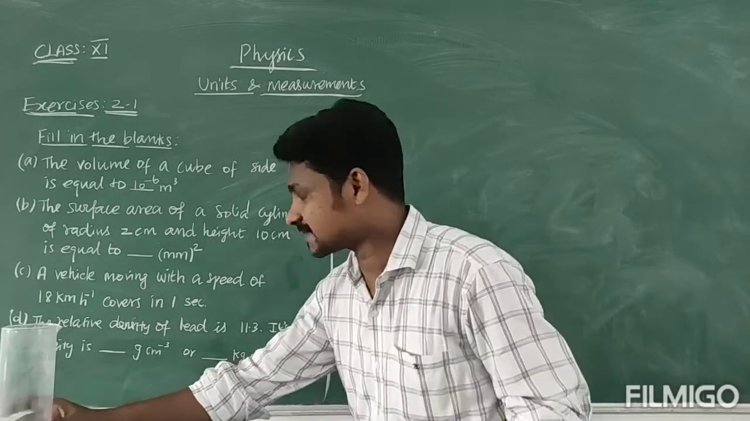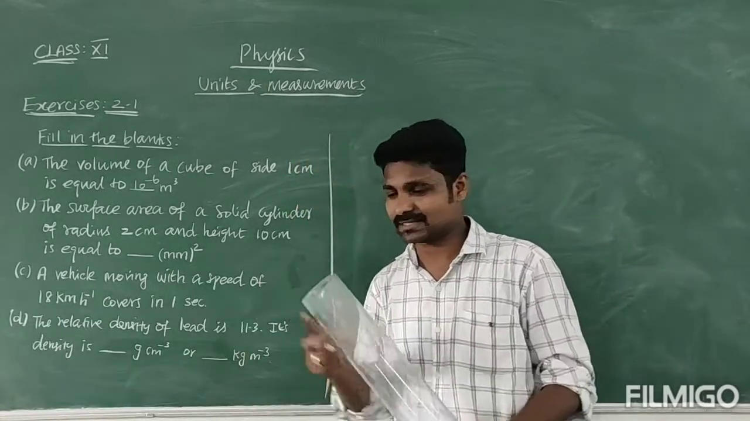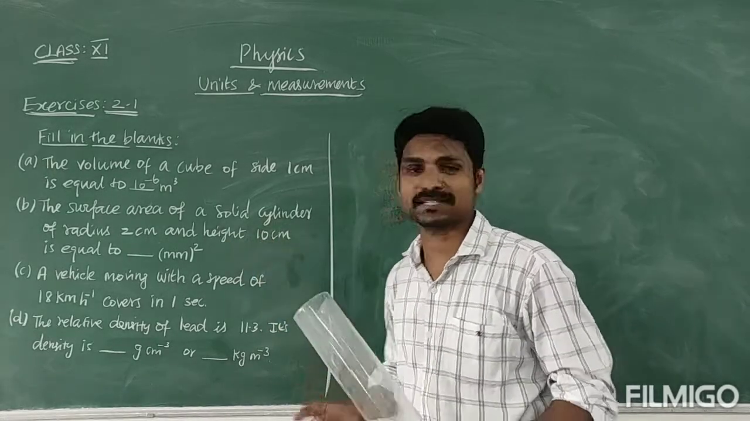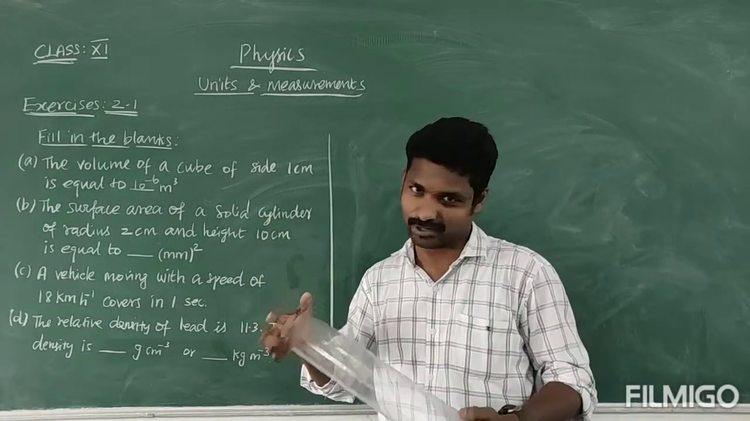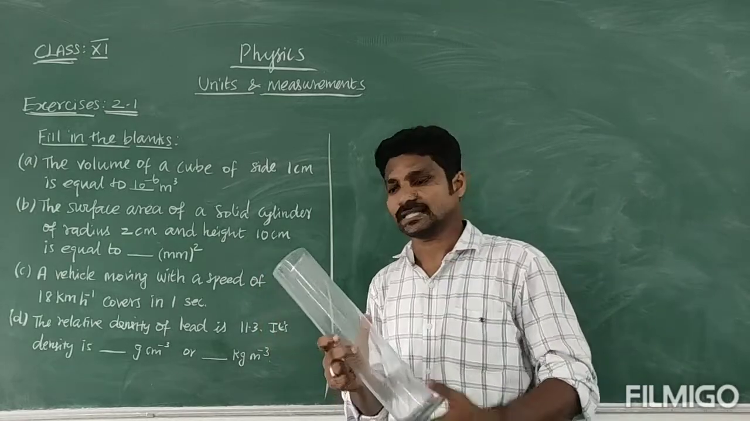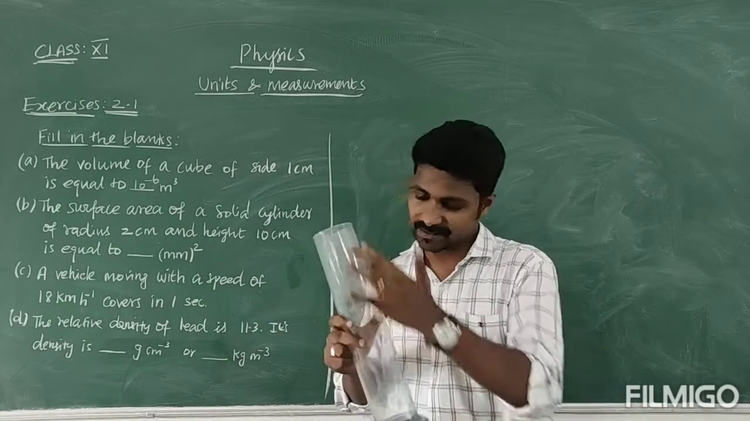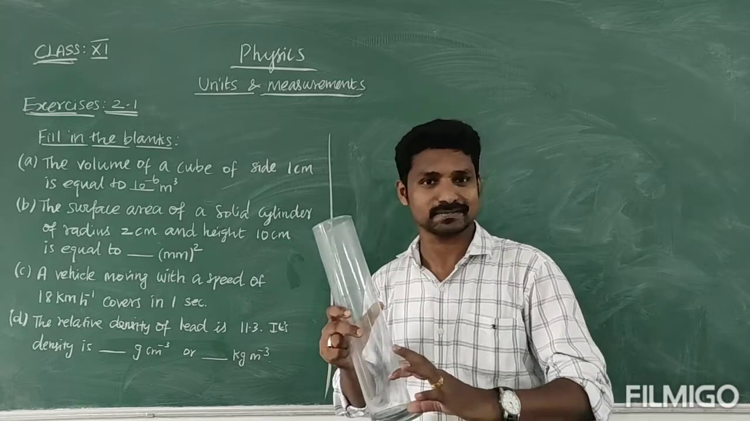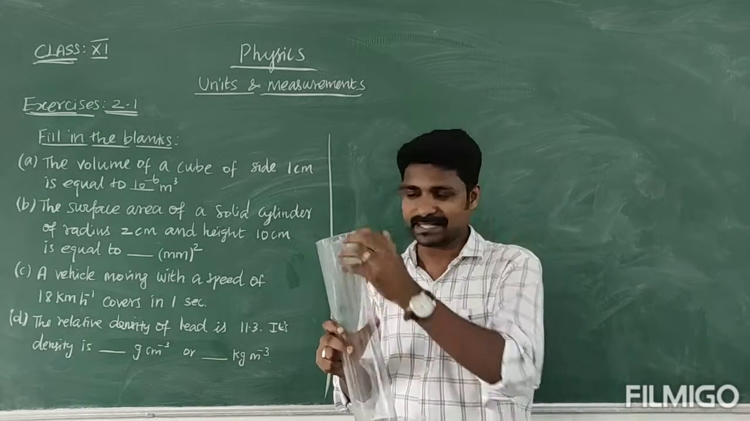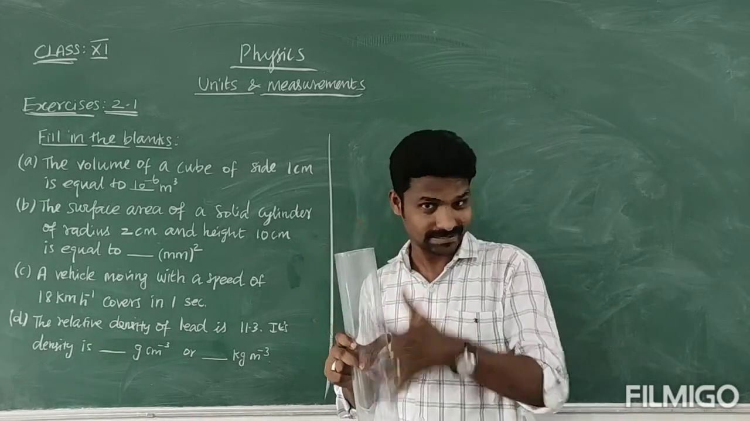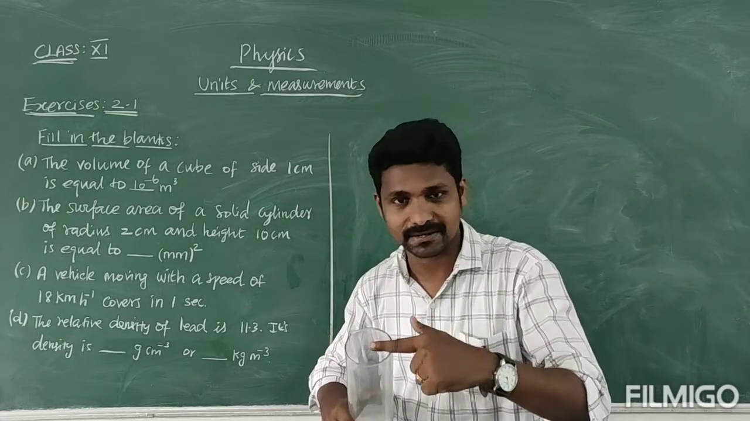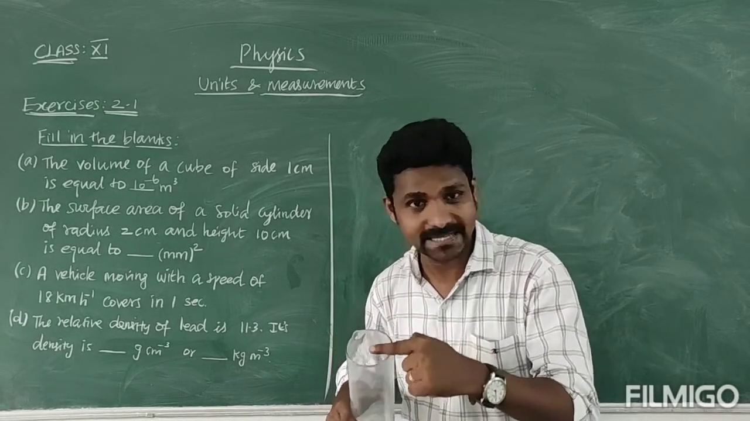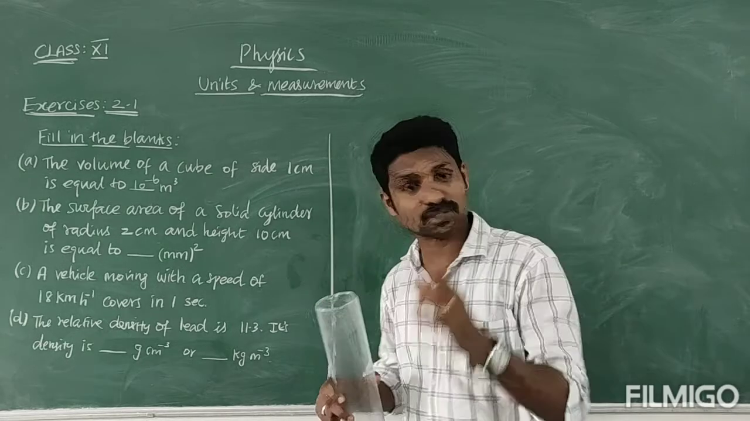Say for example, let us imagine it is like a hollow cylinder. But in our question they are asking solid cylinder. So let us imagine it is solid cylinder now. In the solid cylinder the height is given. Actually 10 centimeter is given. For your convenience, it is like a 10 centimeter height, and its radius. Actually it is a solid, it is not hollow. Its radius is given as 2 centimeter.